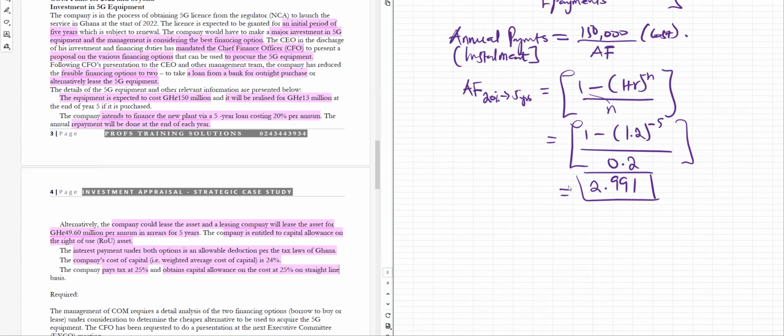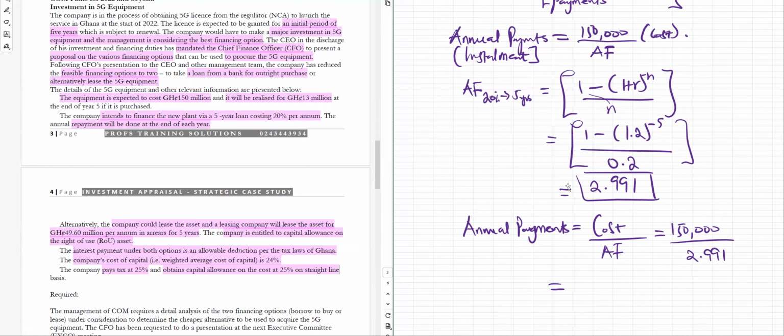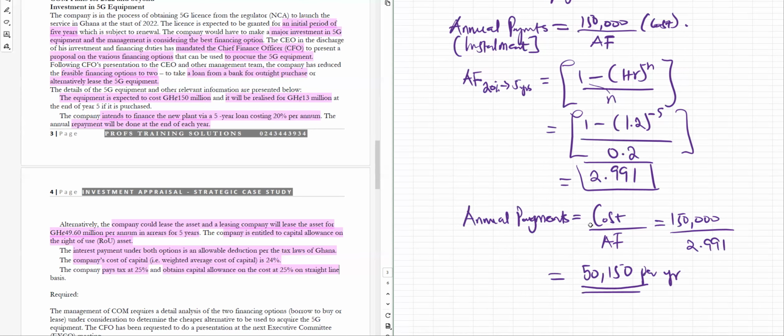Okay, so now I know that my annual payment will give me what? We already took the cost, you remember? So we already took the cost and divided by the annuity factor. So cost over the annuity factor, and the cost of the asset was literally 150,000. We just divide by the annuity factor of 2.991. That gives us our annual payment. So our annual payment is 50,150 per year. Okay, so every year, this is what we will be incurring as our annual payment.